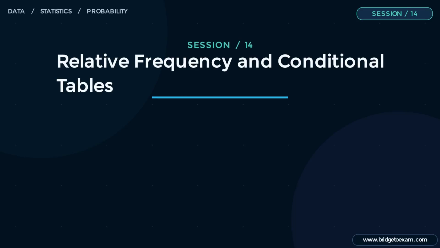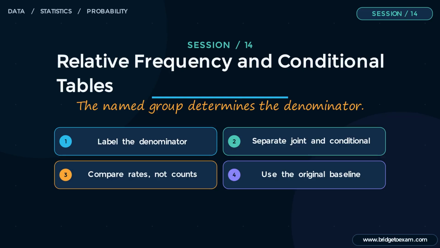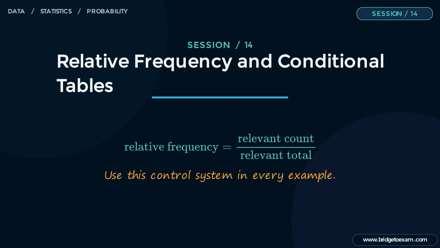Welcome to Session 14, Relative Frequency and Conditional Tables. The denominator controls the meaning of every rate, proportion, and percentage in a two-way table. 10 examples cover marginal, joint, and conditional frequencies, comparison of unequal groups, rebuilding counts, percent change, percentage points, reverse percentages, and cautious table conclusions. Circle the group named after among, given, or of those. That named group becomes the denominator before any arithmetic begins.